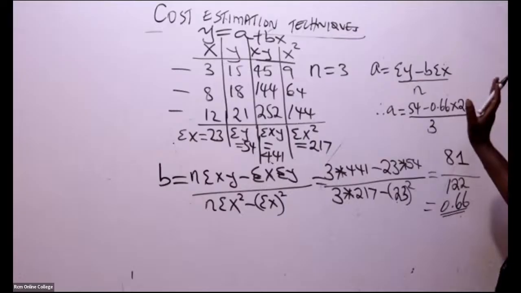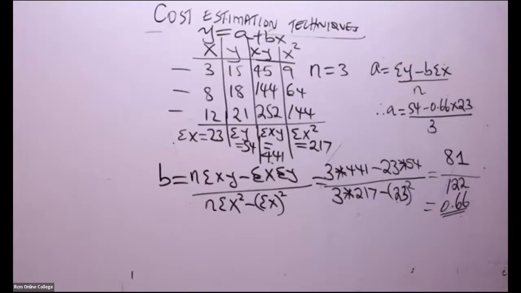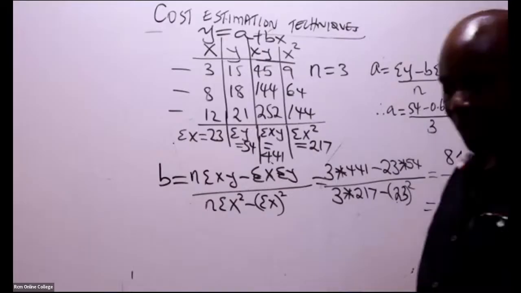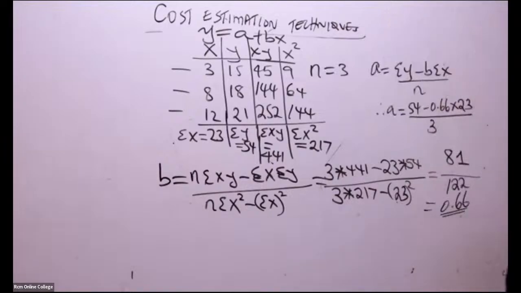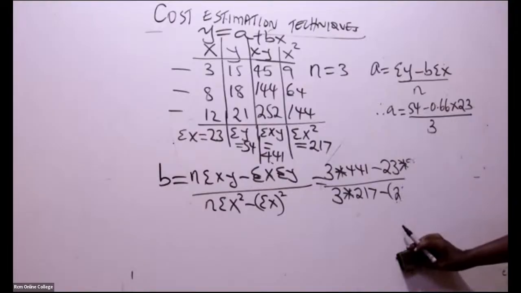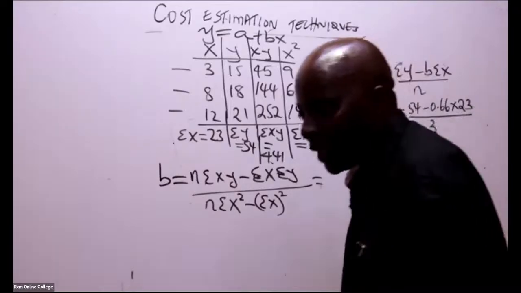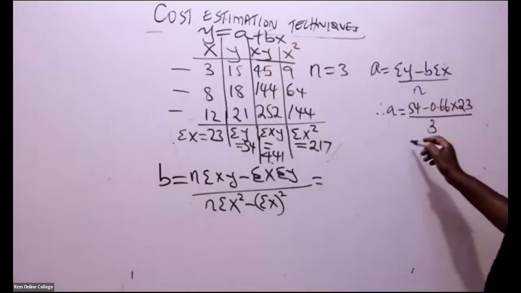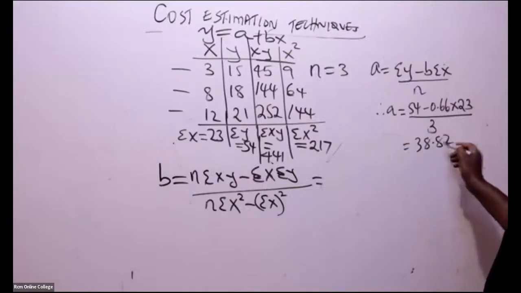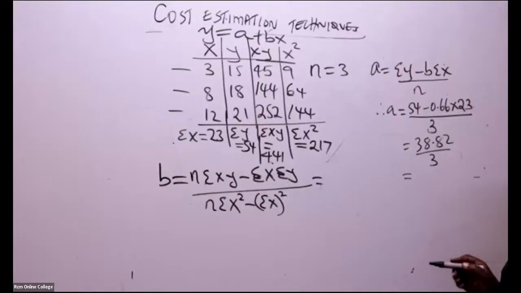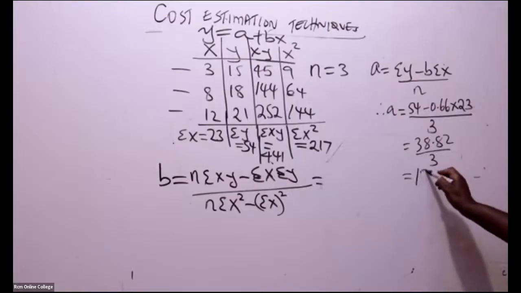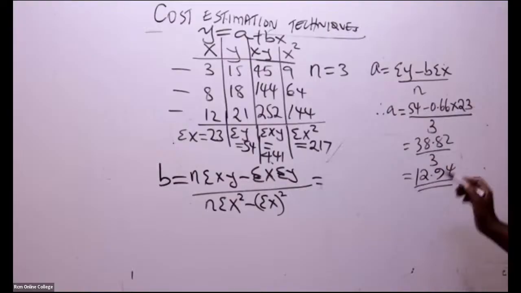Again, get the top line first. So 54 minus 0.66 times 23. What shall we be able to get at the end of the day there? The top line. So are they giving me the final answer? 38.82. So 38.82 is the top number divided by 3. So the final answer will end up giving us 12.94, isn't it? 12.94.